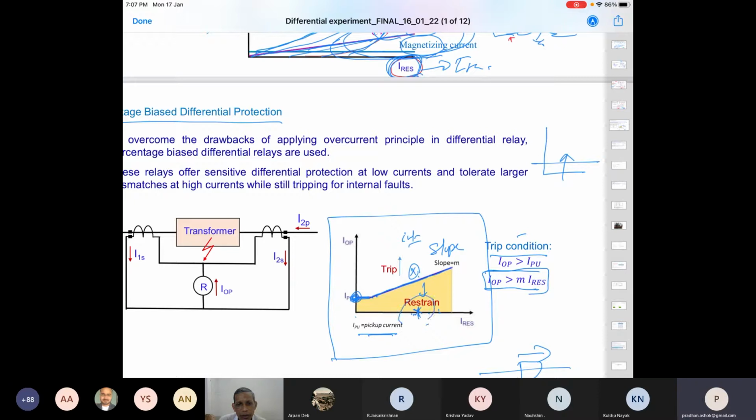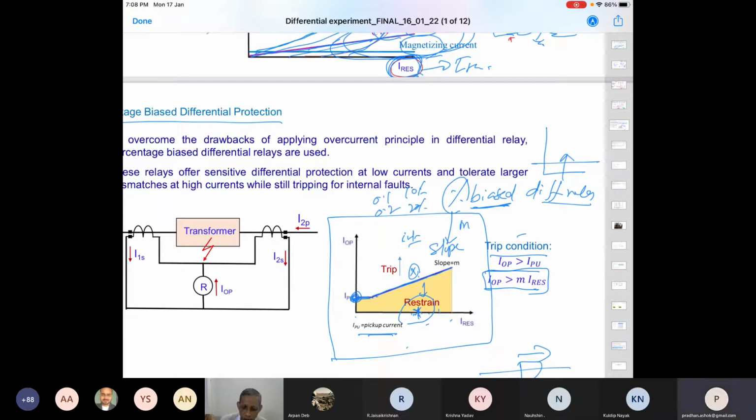And this bias factor is about the restraining part. Percentage biased differential relay. We have explained the differential relay before. Biased means restraining, a biasing factor. More restraint is being provided if the through current goes more and more. That is about the biasing. Percentage is the slope, M. This slope M is expressed in percentage: 0.1 is 10%, 0.2 is 20%.